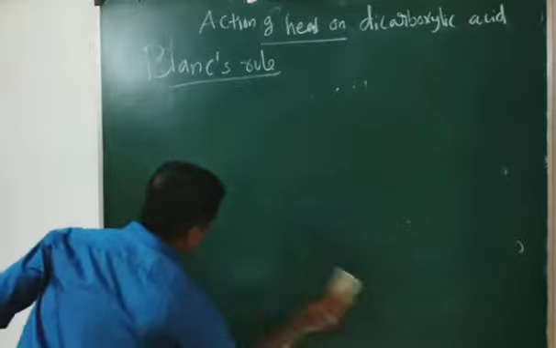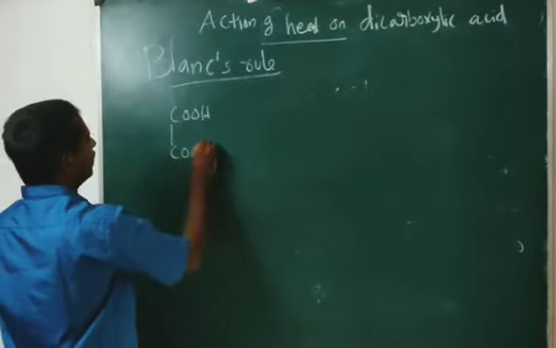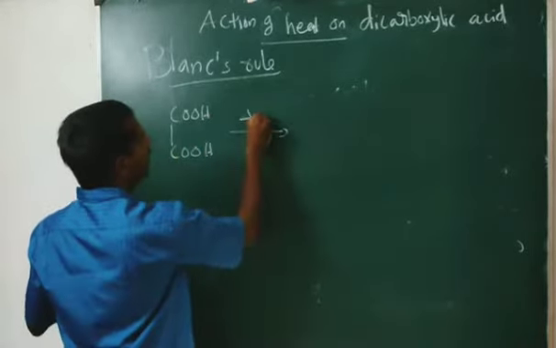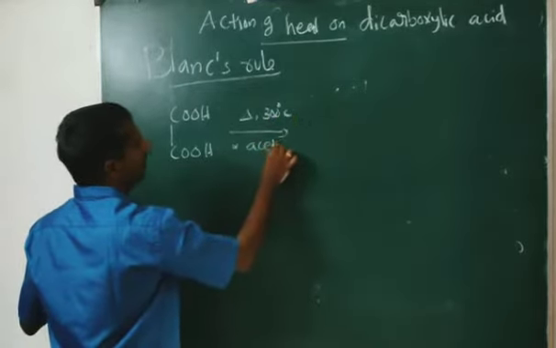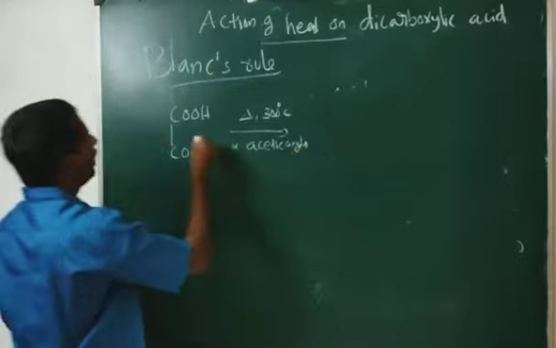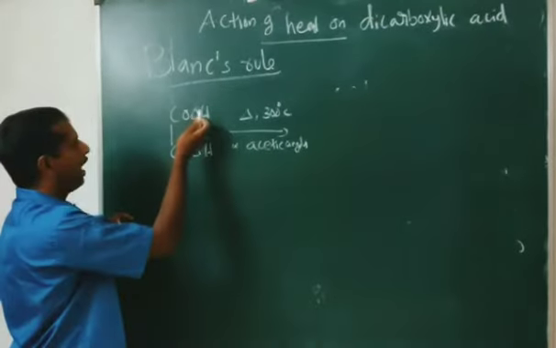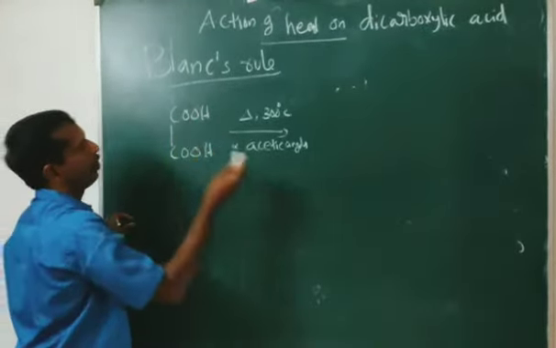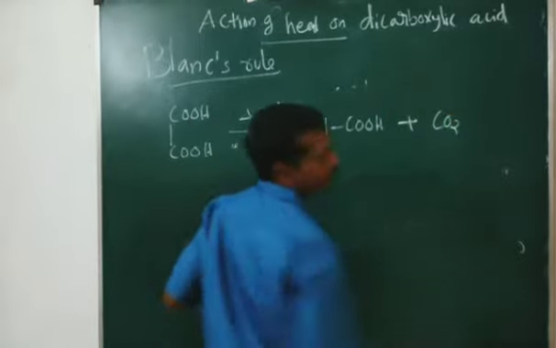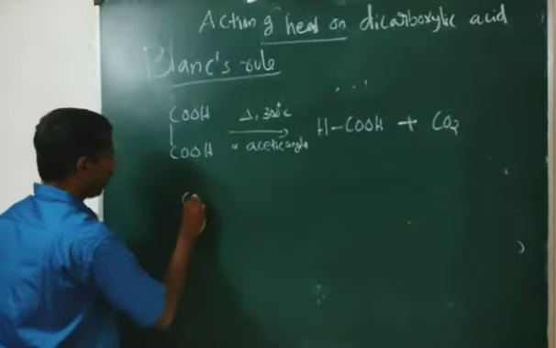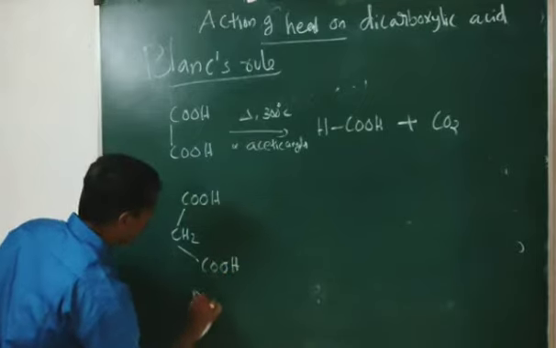So let us take the example. First, dicarboxylic acid with 0 intervening carbon atom, that means oxalic acid. When heated at 300 degrees Celsius, or distilled with acetic anhydride, it will eliminate a molecule of carbon dioxide. Then we get HCOOH, a monocarboxylic acid, that is formic acid, plus carbon dioxide.